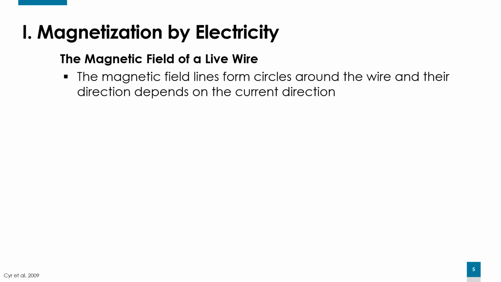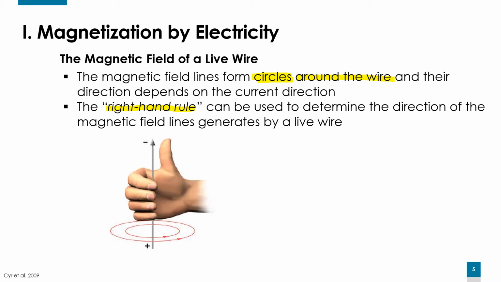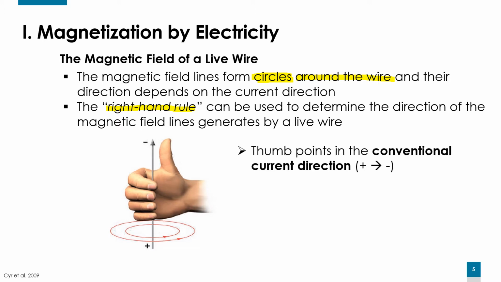The magnetic field lines form circles around the wire, and that direction depends on the current direction. How do I know the direction? There is a rule that we call the right-hand rule that we can use to determine the direction, okay? For example, if you have a wire here and you hold it with your right hand, your thumb will point in the direction of the conventional current.